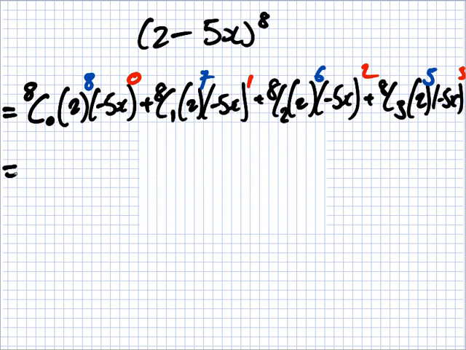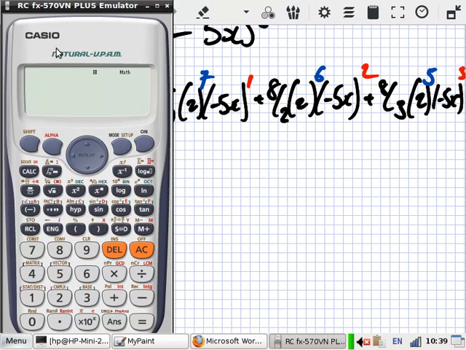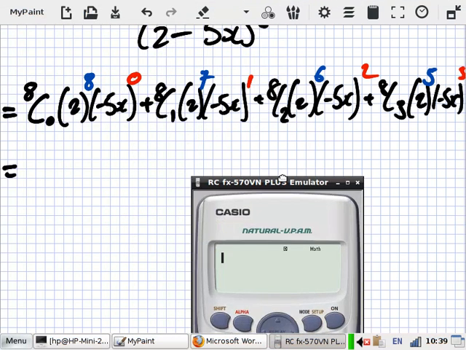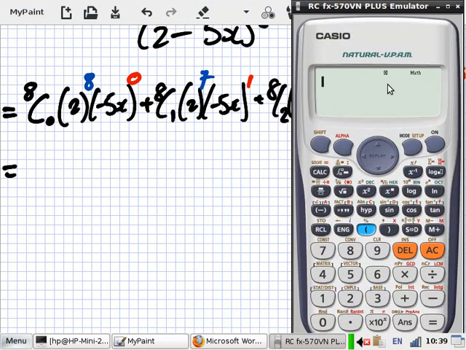So taking out my trusty calculator here. It said ascending, didn't it? Yeah, so it is ascending. I'm all good. 8, shift, no.